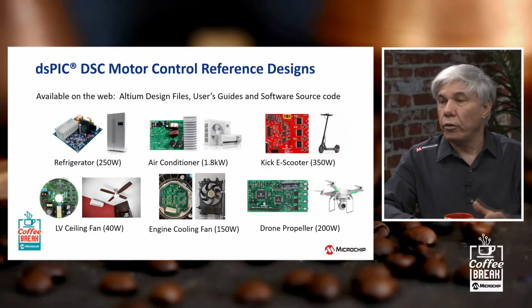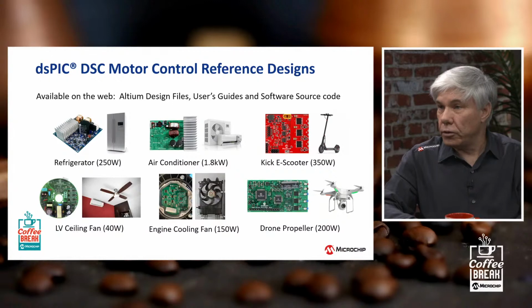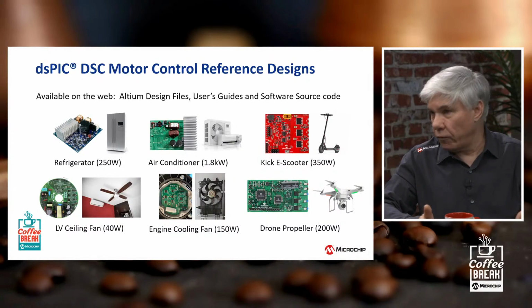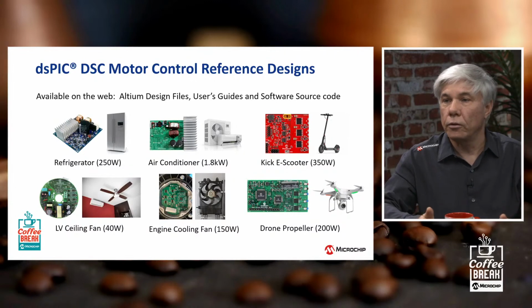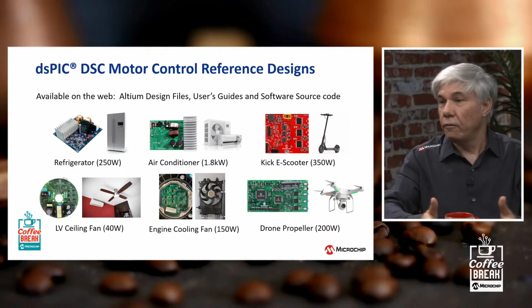And so we made these reference designs. The first one we did was for a refrigerator, then we did an air conditioner, compressor and fan, a kick scooter, and more recently we did a low voltage ceiling fan, which is not an ACIM fan, but a BLDC fan because it's more efficient. We have the engine cooling fan that we just talked about, and we just completed a drone propeller reference design. So these reference designs are on the web. They're free download of the design files, the user's guide, the source code, and they're really magical in allowing customers to see how to get from what we did to their end product very quickly.